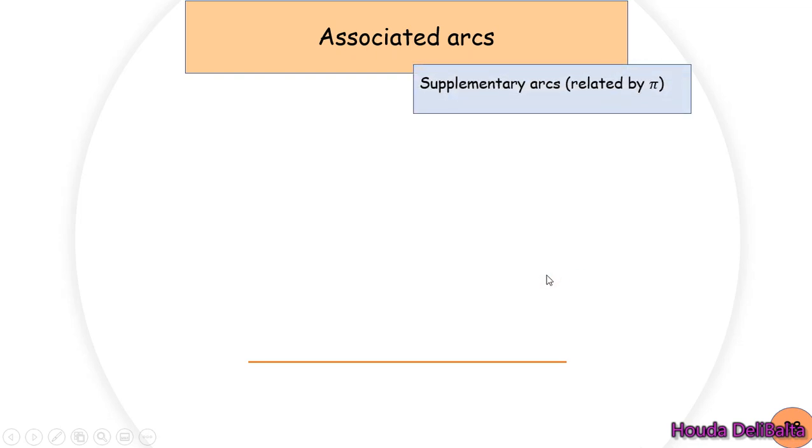Hello again, dear grade 10 students, and here we are going to talk about the last part of our trigonometric functions chapter, and this is the part of associated arcs. We're going to start with the supplementary arcs that are related to pi. Supplementary is usually a word that's related to 180, which is equivalent to pi.